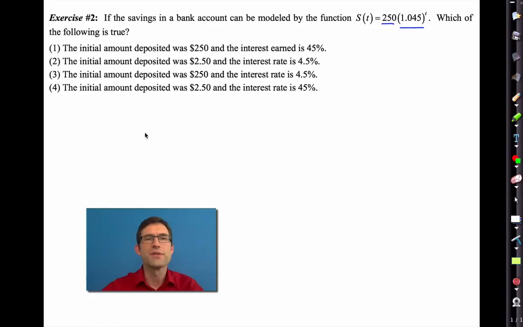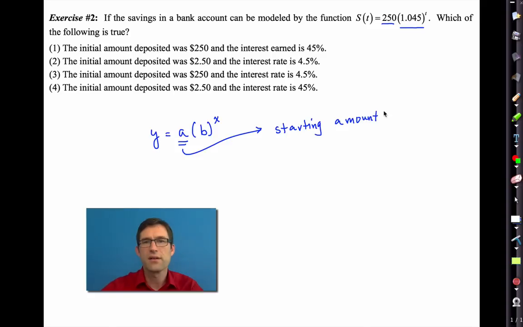So we want to interpret this. Now, all exponential functions kind of look like this, where a is the starting amount. So that is clearly 250. That means it either has to be choice 1 or choice 3, one of those two. These guys are out. That's out, and that's out. We are not starting with $2.50.